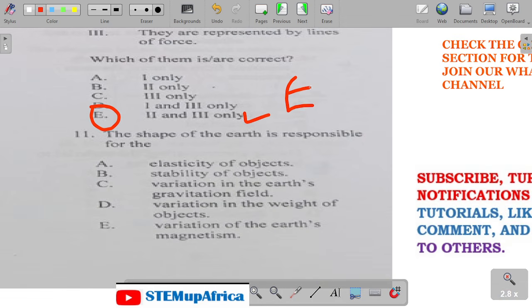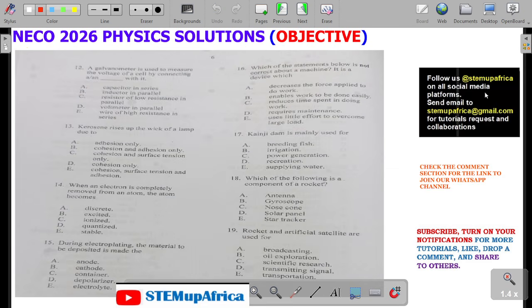Then number 11, the shape of the edge is responsible for what? Elasticity, no, very far from the truth. Stability of an object, no. Variation in air gravitational pull, that is correct. Option C. Number 11 is C. I go to 12.